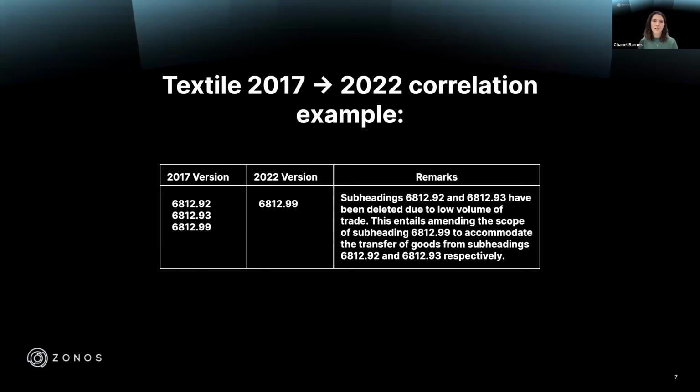So here's a textile example, a consolidation example. In the 2017 version, you can see the 3 HS codes at the subheading international level below, which were consolidated into one single subheading, HS code 681299. The reason the WCO decided to consolidate was just to simplify due to a low volume of trade. So if you're shipping and you have HS codes in either of those first two, 681292 or 93, you will need to consolidate or map those codes to 681299.